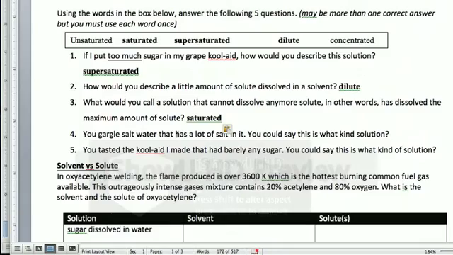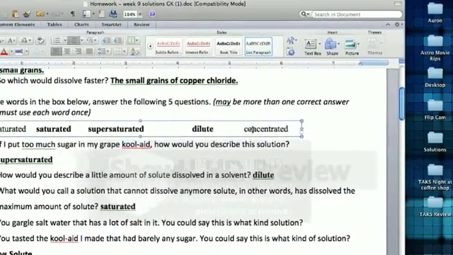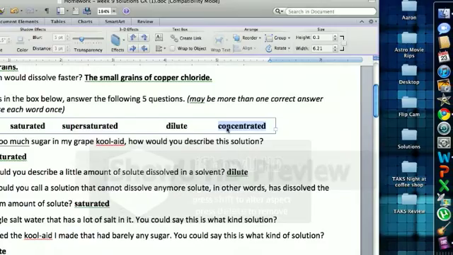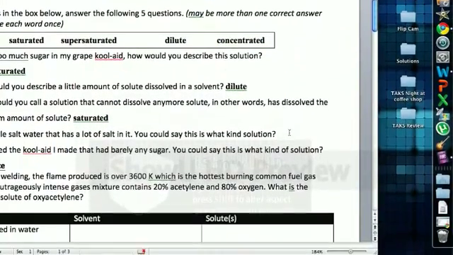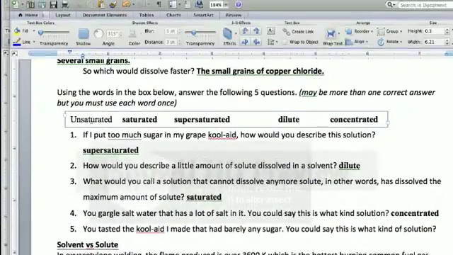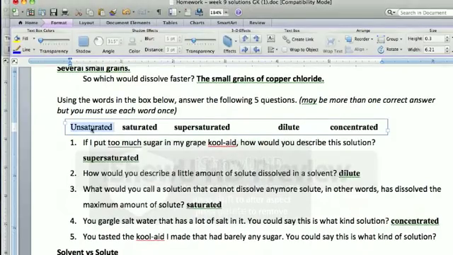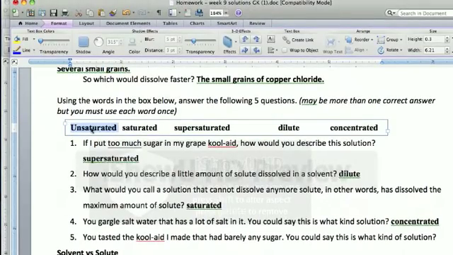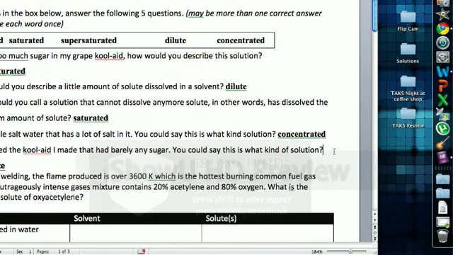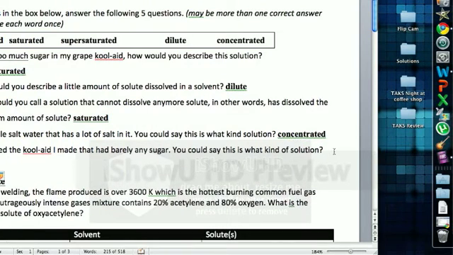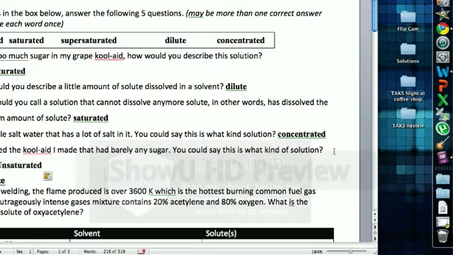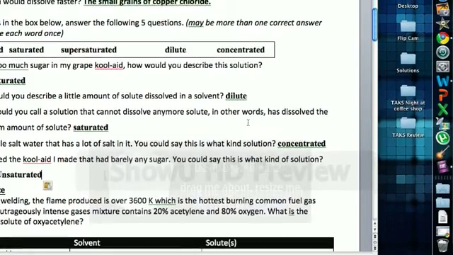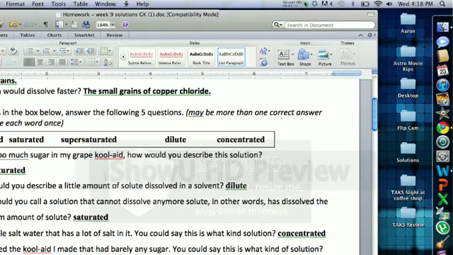If you gargle salt water that has a lot of salt in it, you could call that a concentrated solution. That would be the opposite of dilute. And if you have a solution into which you can fit more stuff, like for example, if you made some Kool-Aid and into it you only put a little tiny bit of sugar, that would be unsaturated as opposed to saturated, because there would still be more room in the solution for you to dissolve more stuff.